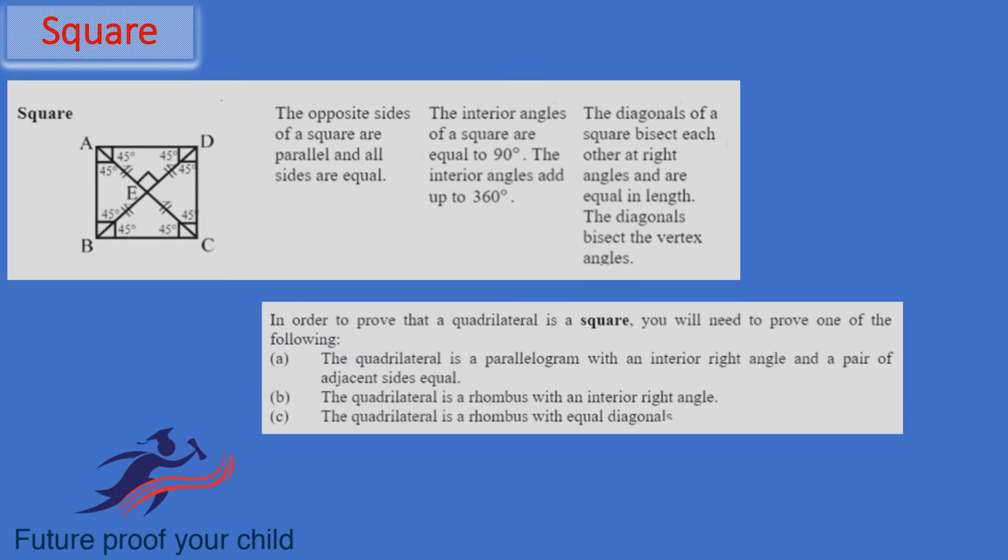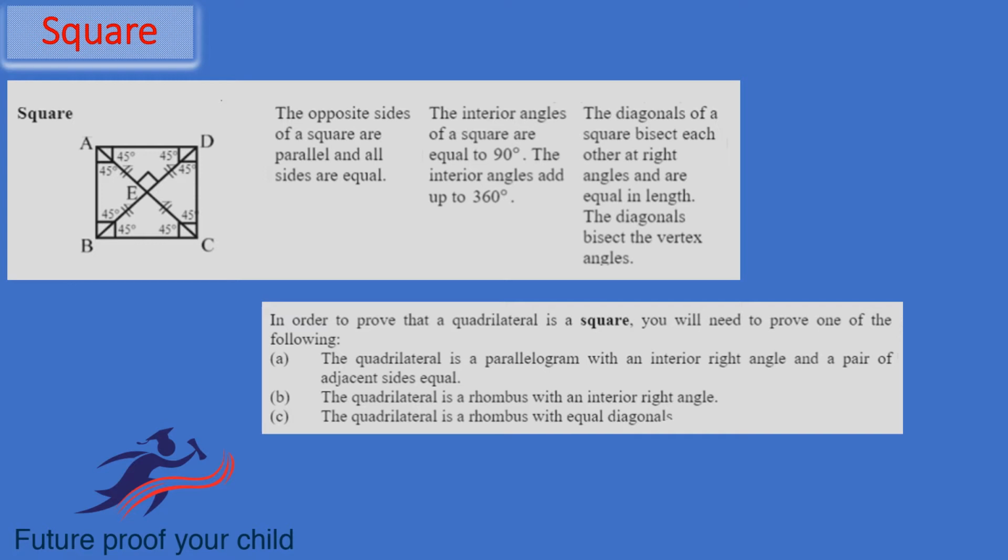And then we're all familiar with the square. The opposite sides of a square are parallel and all sides are equal. The interior angles of a square are equal to 90 degrees. The interior angles add up to 360 degrees. The diagonals of a square bisect each other at right angles and are all equal in length. The diagonals bisect the vertex angles.